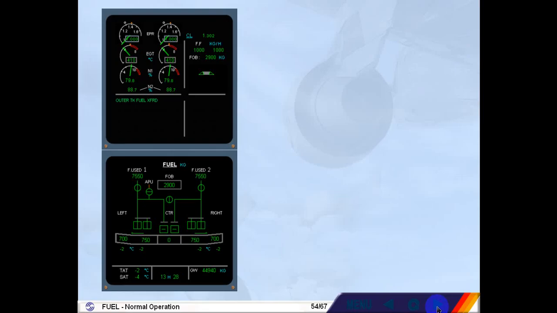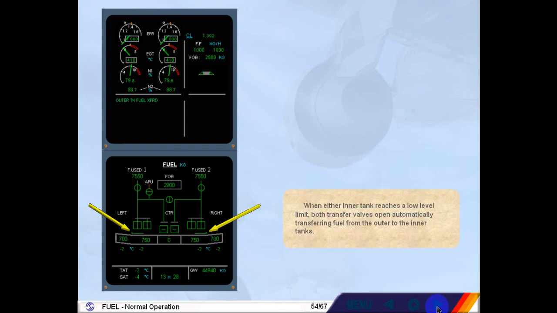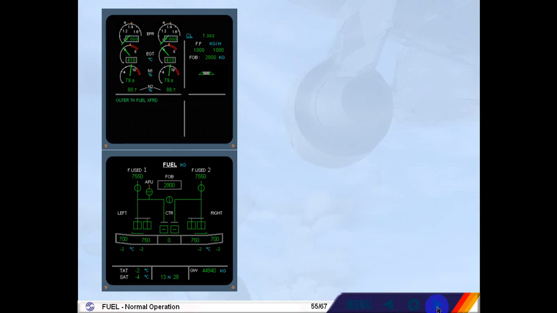When either inner tank reaches a low level limit, both transfer valves open automatically, transferring fuel from the outer to the inner tanks. When at least one transfer valve is open, the message "Outer tank fuel transferred" is displayed on the engine warning display.